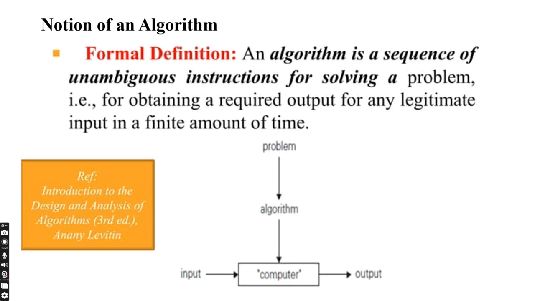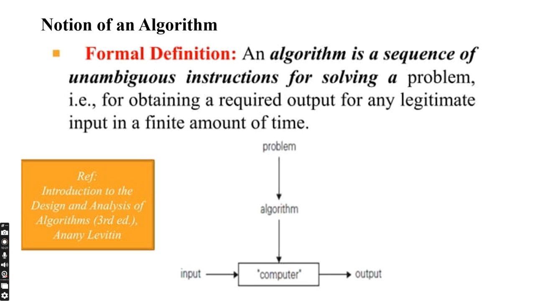Then the notion of an algorithm. You already know the formal definition: an algorithm is a sequence of unambiguous instructions for solving a problem, for obtaining a required output, for any legitimate input, in a finite amount of time. This is the notion of an algorithm.